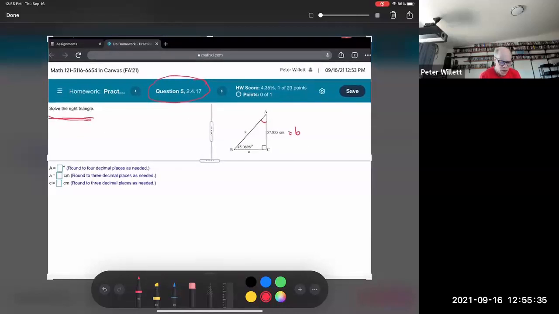So I know that A plus the angle that they gave for B, 45.0898 degrees, have to add up to 90 degrees because those are the 2 acute angles in a right triangle there. All right, so knowing that, I can subtract 45.0898 from both sides, and that's going to give me the missing A.